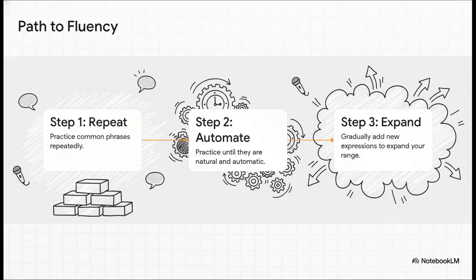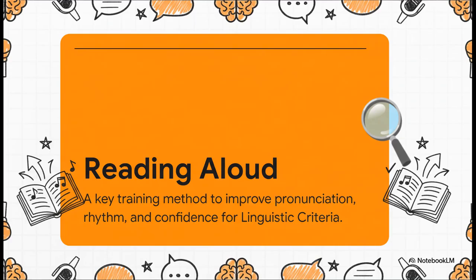This slide lays out a really clear three-step path. First, you just repeat common phrases over and over until they feel like second nature. Then you practice until your delivery is automatic, so you don't even have to think about it. And only once you've built that solid foundation should you start focusing on expanding your range of expressions. For improving your linguistic skills specifically, reading aloud is an absolute game changer. It helps you internalize the natural rhythm and stress patterns of English, which will make you a way more confident speaker, because the words will just feel more natural in your mouth.